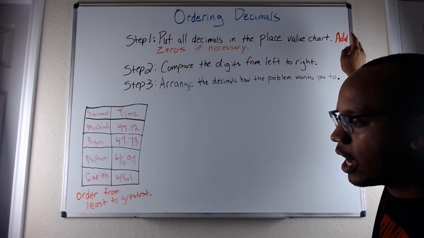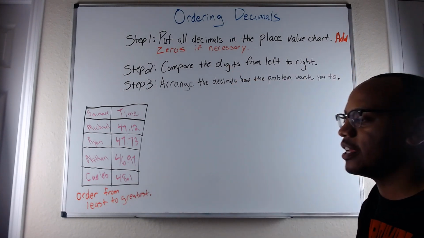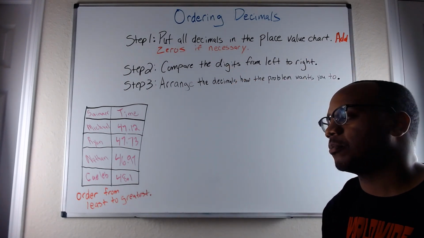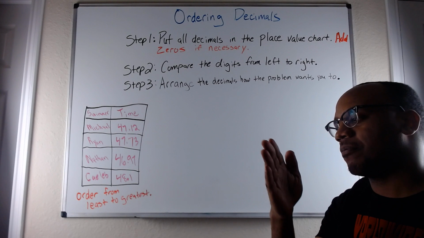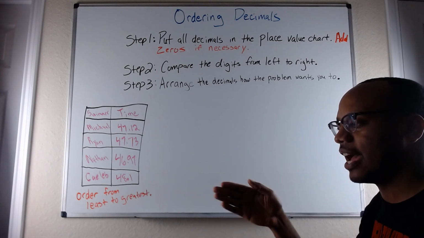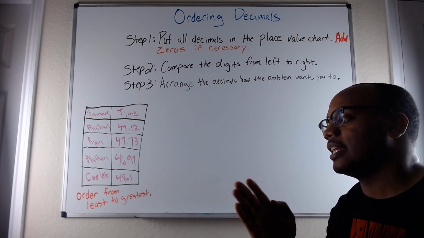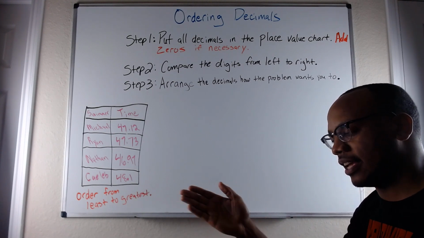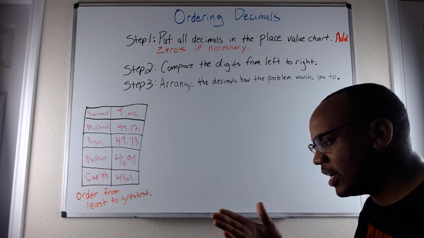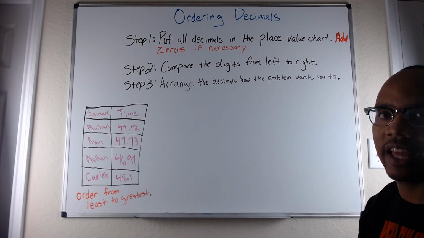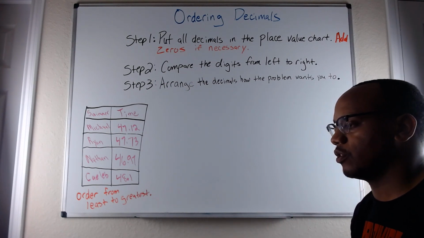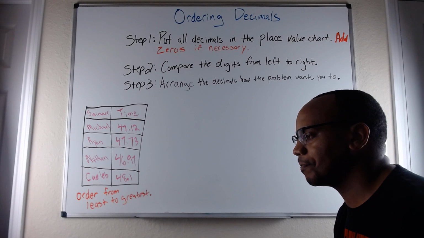Of course, Mr. T believes in adding zeros if necessary, because some of the decimals end in tenths, some of them end in hundredths, some of them end in thousandths. It's much easier if all of them end in the same place value spot. Let's just say thousandths. It's much easier to deal with if all of them end in thousandths, or all of them end in hundredths, or all of them end in tenths.